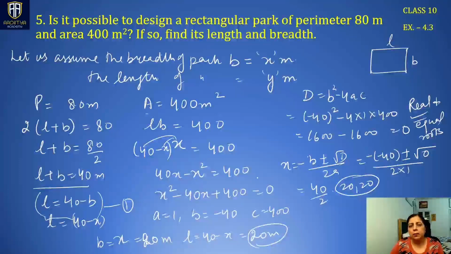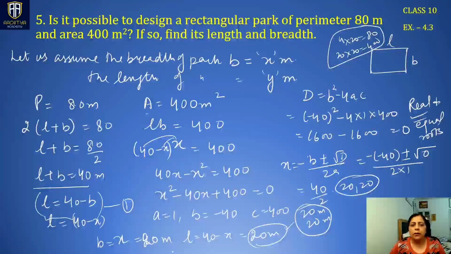So yes, we can design a rectangular park in which the perimeter is 80. You can see that 20 times 4 is 80. In case it is a square, the perimeter becomes 4 times a. 4 times 20, that is 80. And area is 20 times 20 is 400. So we can design a park, but that will be a square park. So yes, solution is possible, and the side length and breadth being 20 meter each, right? So this was all about this exercise 4.3.